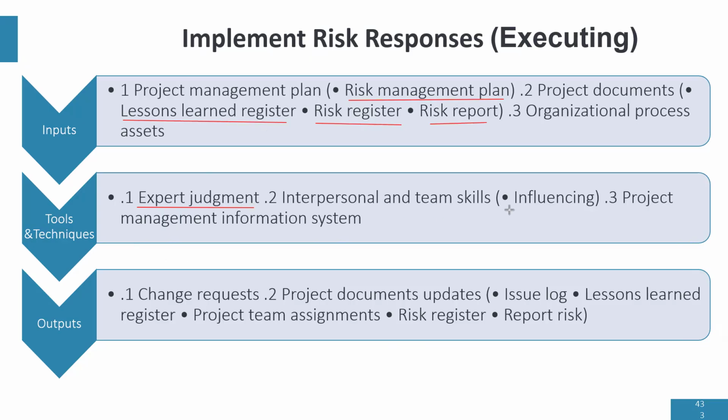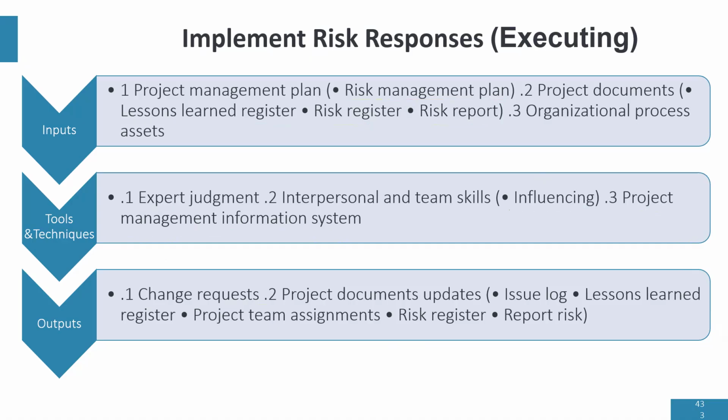Now, sometimes risk owners may not be part of your core team, so you may have to influence them to respond to risk. When you're selecting risk owners, they are not all necessarily your team members. They could be external stakeholders. Then in implementing the risk response, we can use project management information systems, that software, to coordinate how the risk is being managed in the project. And if we need to make any changes, change requests are made and project documents are updated. So this process is simply responding to the risk that we have identified in the project.